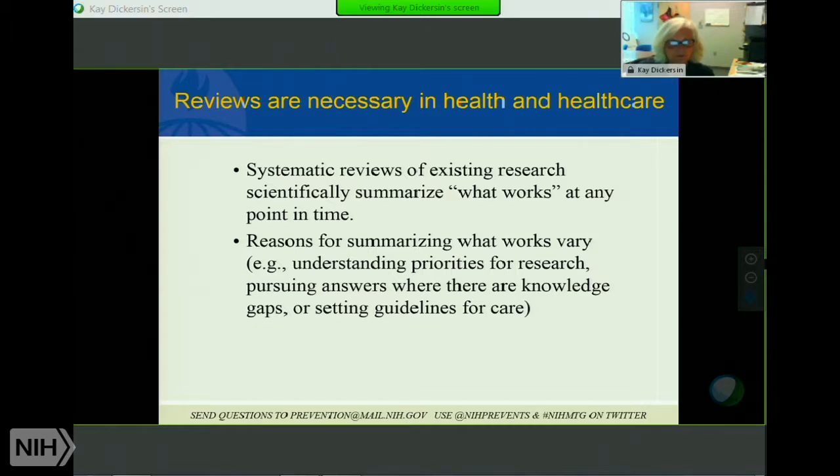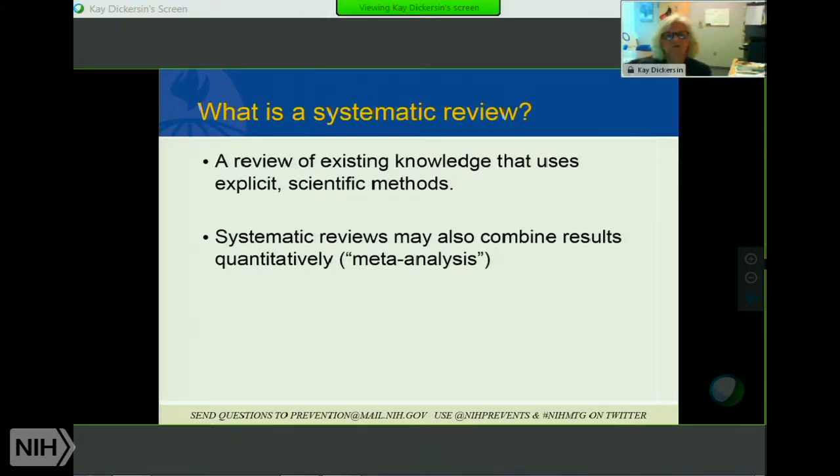I think people do recognize more and more that systematic reviews are important. We want to use reviews, and systematic reviews are a little different. That is, you want to look at all the research that's been done and see where we stand at this point in time. So let's get to some definitions first. What is a systematic review?